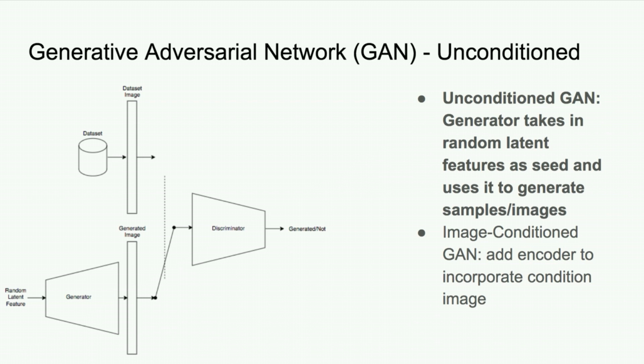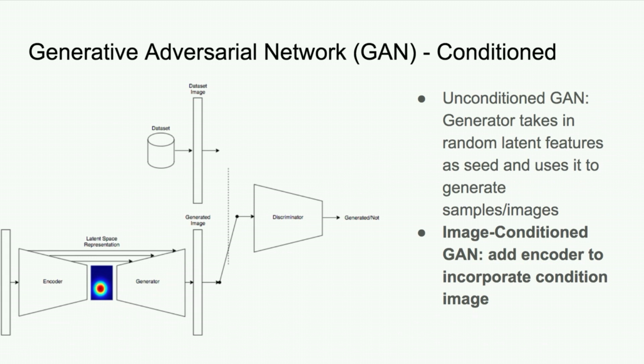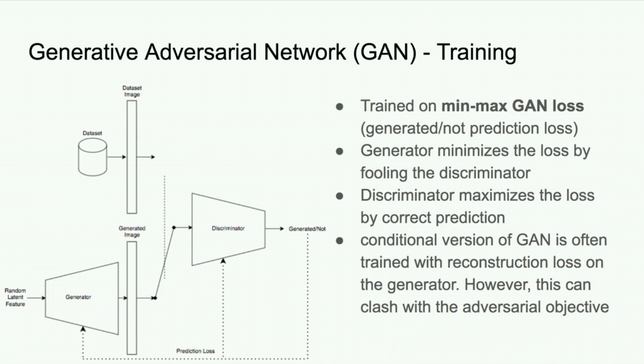Like VAE, the generator can be unconditioned, producing an image from random seed. Or it can be conditioned, for example, by incorporating an encoder to accommodate image-based conditioning. The approach uses min-max GAN loss, where generator tries to minimize the loss by fooling the discriminator. The discriminator, on the other hand, maximizes the loss by producing correct prediction. In a sense, the discriminator learns an image quality function. The conditional version of GAN is often trained with reconstruction loss on the generator. However, this can clash with the adversarial objective.